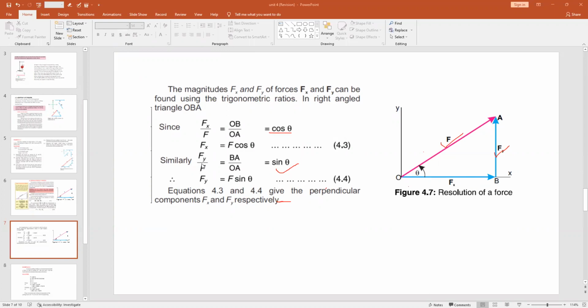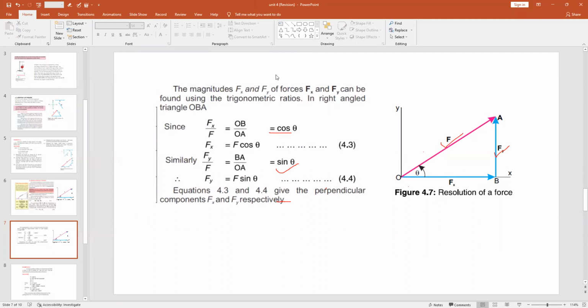Now, with the help of sine theta, we can find out the value of Fy. As this F is dividing over here, when it goes to the other side, it will be multiplied. So Fy is equal to F sine theta. These are the values of Fx and Fy. Basically, with the help of these trigonometric ratios, we have found out the value of the x component and y component.